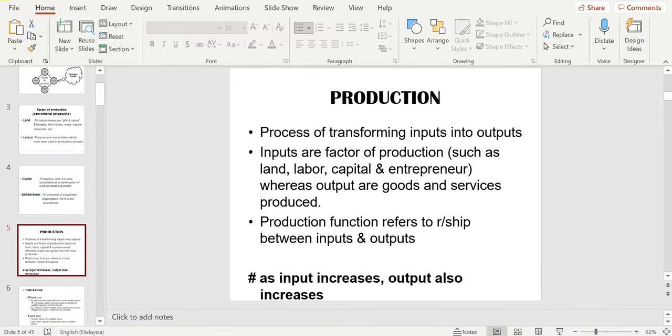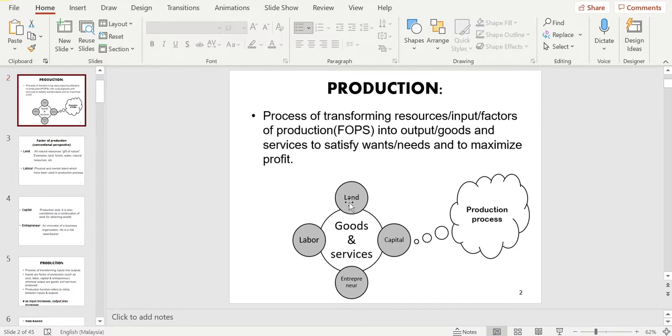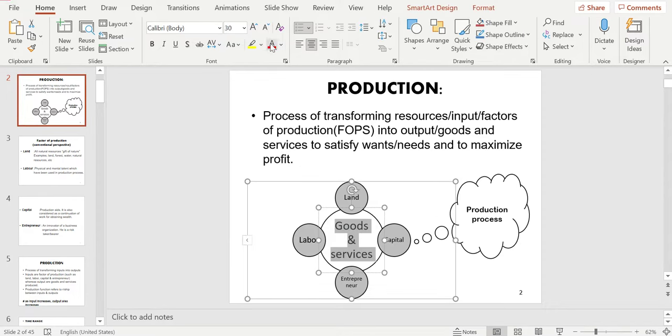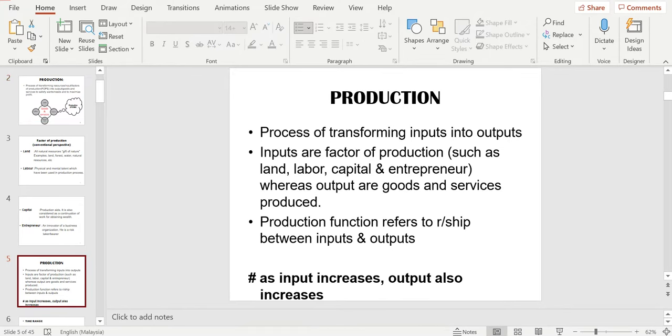Okay, so again, recaps. Production is a process of transforming inputs into output. So input yang ni lah, land, labor, capital, entrepreneur, our factors of production, our resources. This is our input, and goods and services will be our output. Okay, menggunakan input to produce output, which is the goods and services. Kalau dalam case explanation saya tadi, the input is land, labor, capital, entrepreneur, the output will be the goreng pisang. Okay, inputs are the factors of production, whereas the output are the goods and services produced from the utilization of the input.